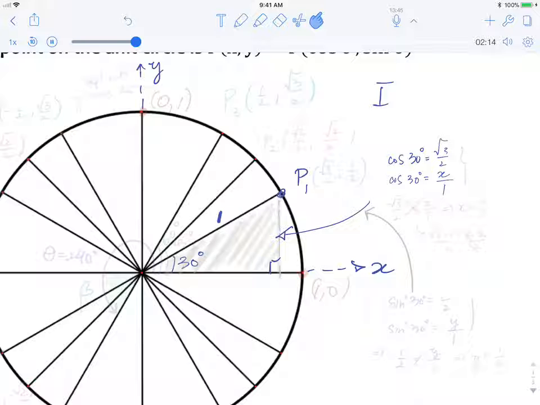So with these two together, if I equate them to each other, what do I get? I get root 3 over 2 is equal to x over 1. So what do I get for the x coordinate? If you solve, you cross multiply, right? So you get your root 3 times 1 and x over 2. Well, the x would be root 3 over 2, right? But yes, 2x is equal to root 3.